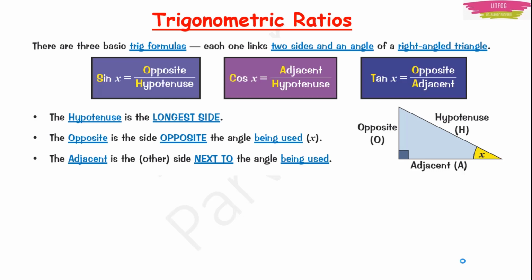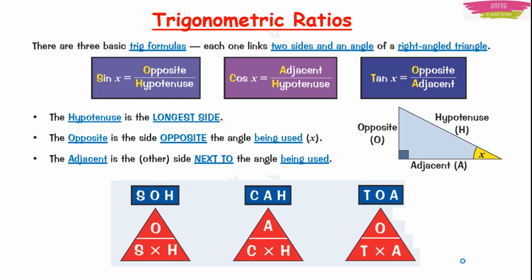Now how to remember this? This is a little confusing, right? I have one trick. The trick is known as SOHCAHTOA. S for sine, O for opposite side, H for hypotenuse in SOH. In CAH, C for cos, A for adjacent side, H for hypotenuse. And in TOA, T for tan, O for opposite side, A for adjacent side.